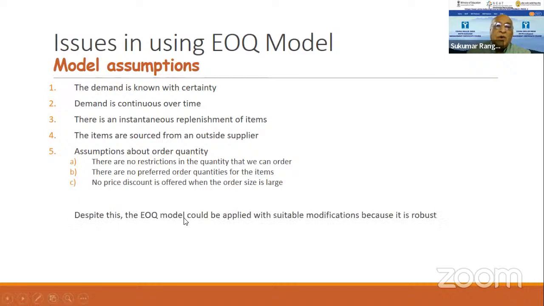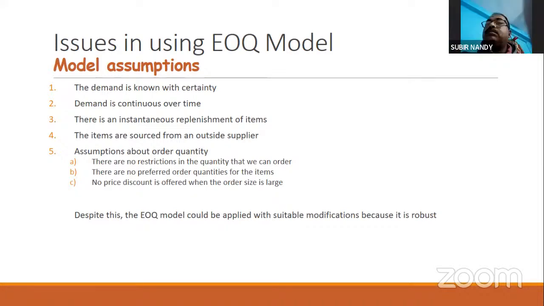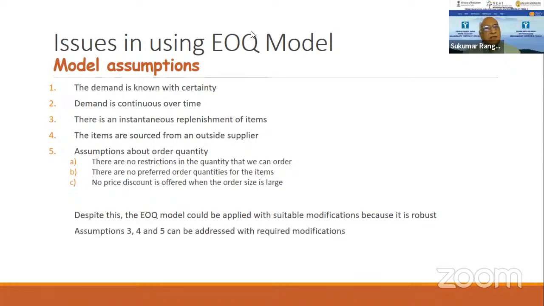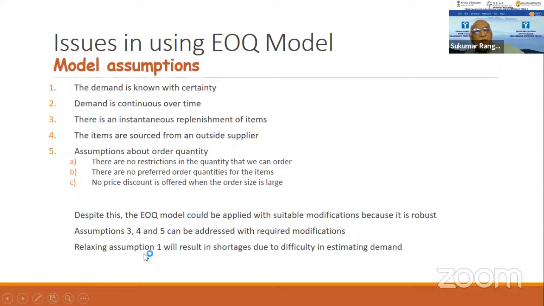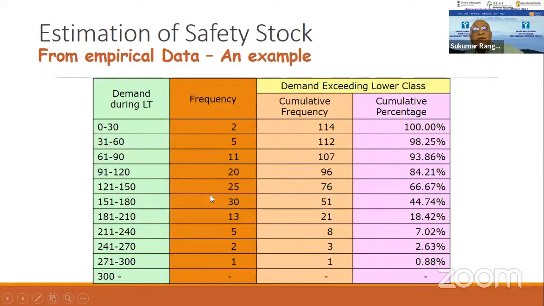So despite this, the EOQ model could be applied with suitable modifications because it's a robust model. All right. As I told you, most ERPs today are able to work out your EOQ model for all the items based on the data available in the system. And that is the way it is done. Assumptions 3, 4, 5 can be addressed with required modifications. Of course, these are manual decisions which you have to take. Relaxing assumption 1 will result in shortages due to difficulty in estimating demand. Okay.